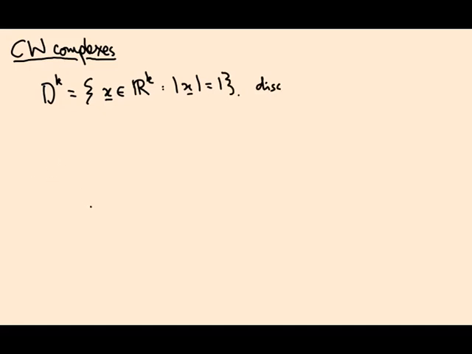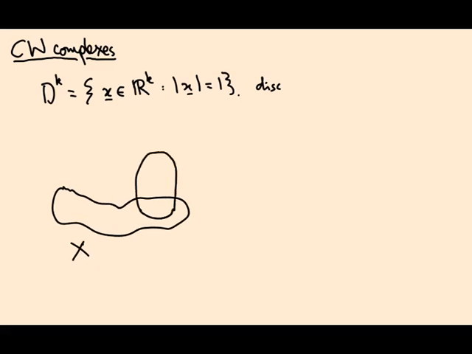And when I say attaching it, I mean maybe we've built some space X and we want to glue a disk to X in such a way that its boundary sticks to X and the rest of the disk sticks out of X. So this is attaching a cell. And if it's a k-dimensional disk we're attaching, we call this a k-cell.